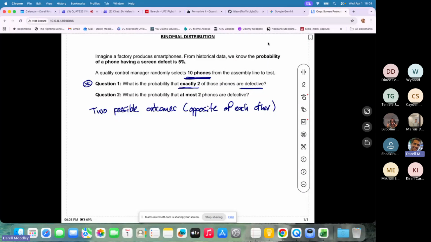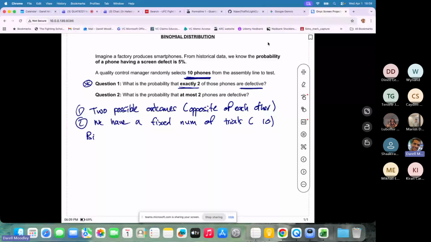So we have a fixed number of trials or experiments. And in our case, it's 10. 10 trials. Now, if these 2 criteria are met, then that means we need to use the binomial distribution.